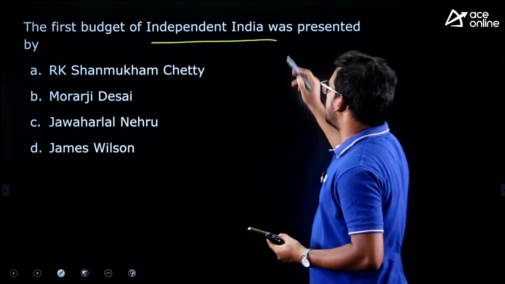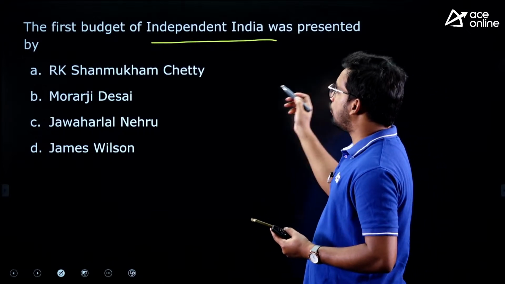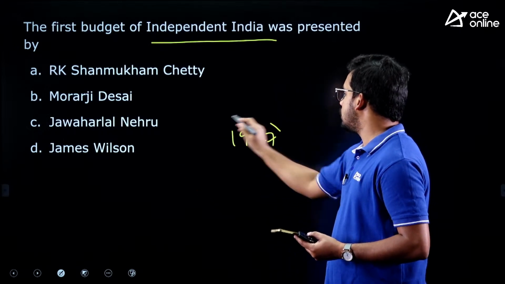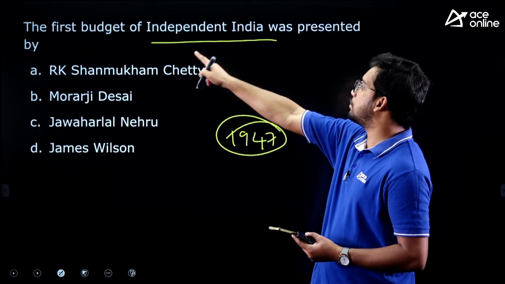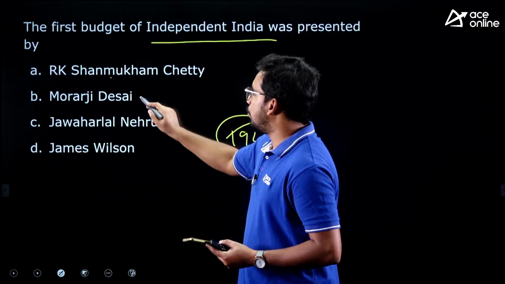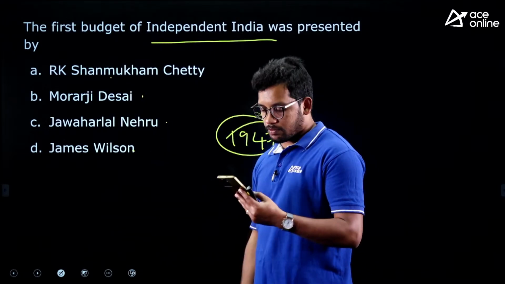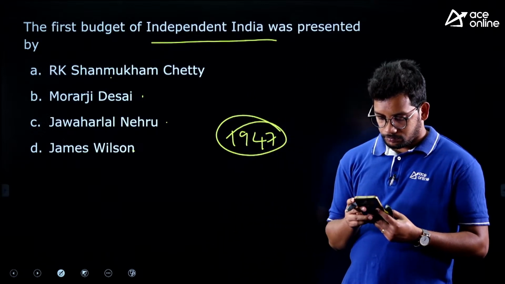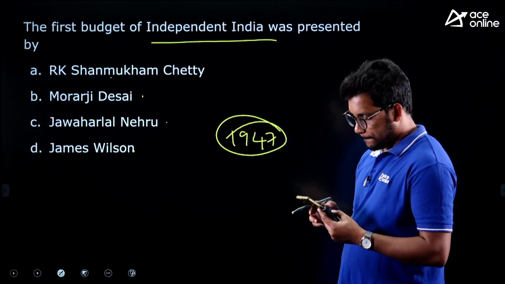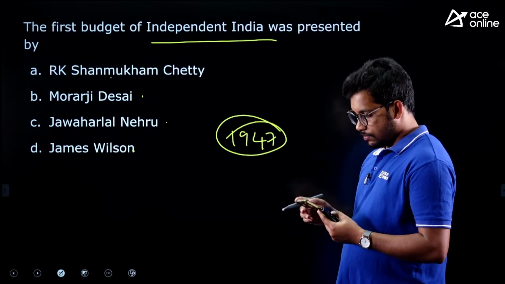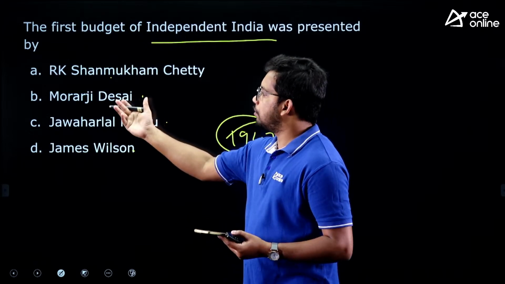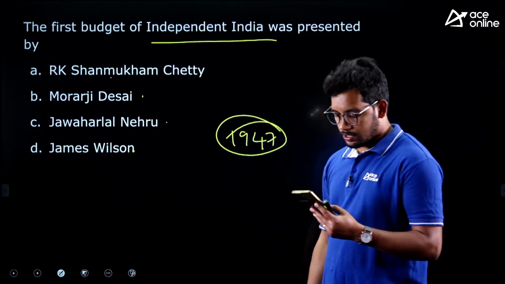Next question, the first budget of independent India was prepared by. After independence, in 1947, India got independence, right? So when was the first budget of independent India, and who prepared that? R.K. Shanmugam Shetty, Morarji Desai, Jawaharlal Nehru, James Wilson. So who has done this? Anyone got an idea about this?